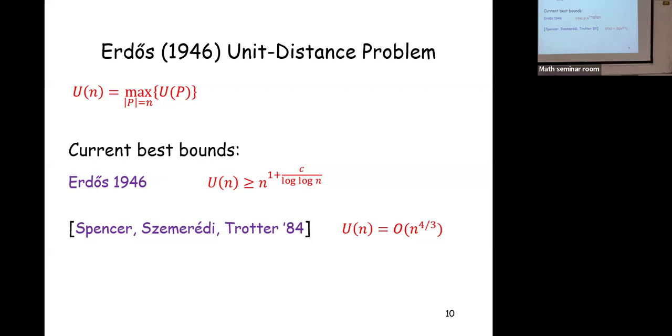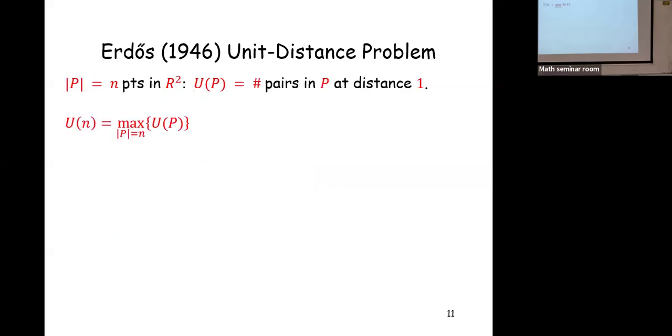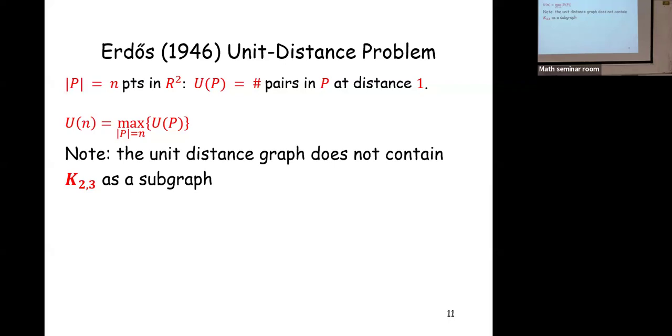Okay, now the question that you should ask me: why did I bifurcate and start talking about this unit distance problem, because I promised to talk about incidence geometry. But before that, let me just mention that this unit distance graph, so think of the endpoints as vertices, and connect two if they are a distance one apart. That graph does not have a K_{2,3} as a subgraph, right?